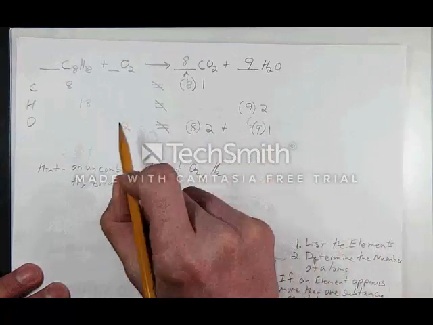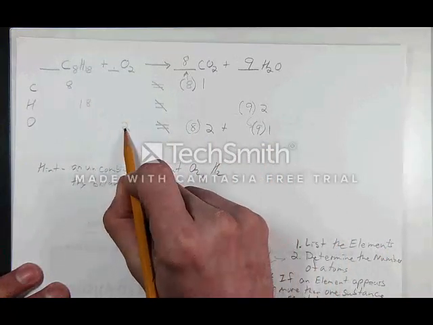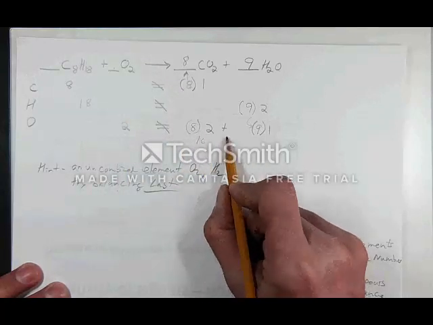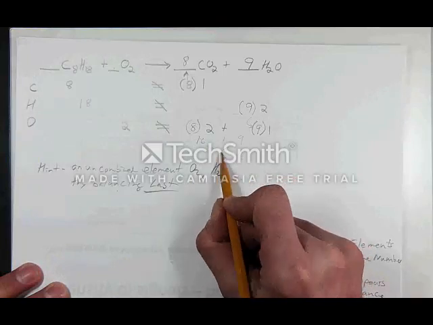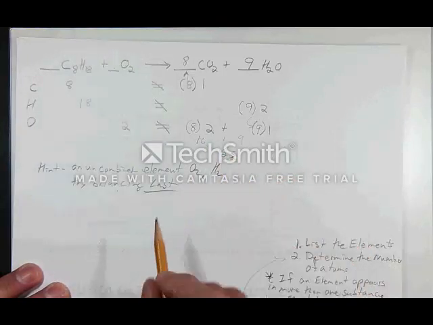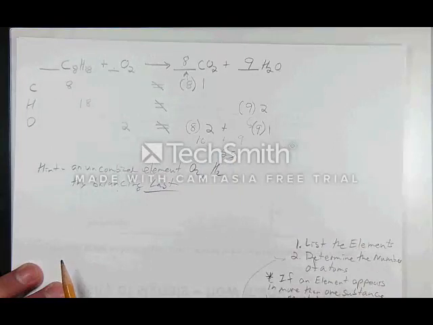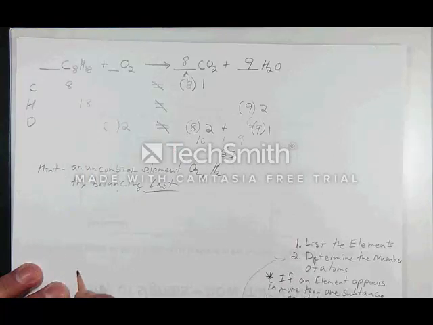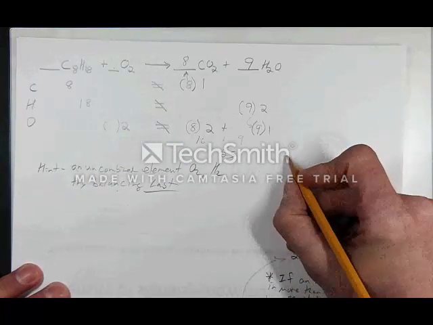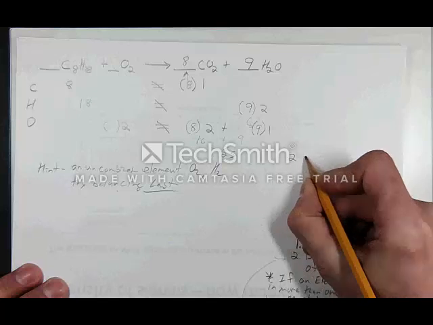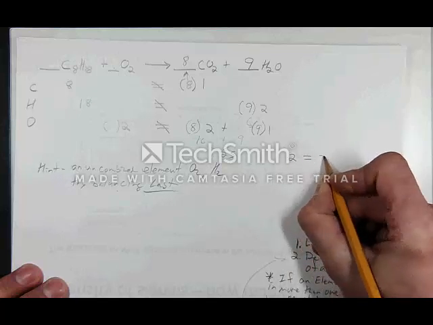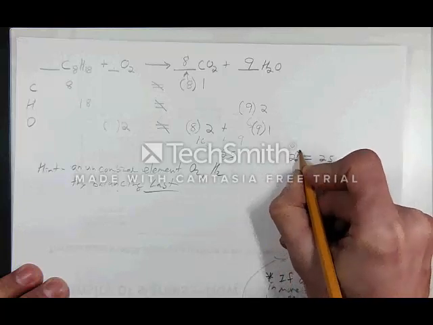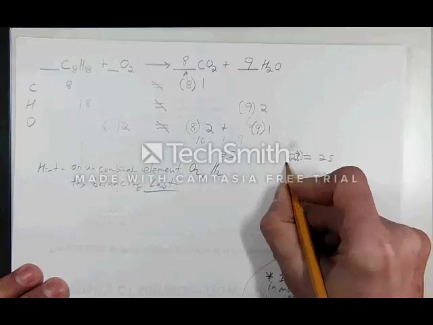Alright, so for oxygen, 2 oxygen atoms in the reactants. We have 8 times 2, that's a total of 16, plus 9. 16 plus 9 is 25. All right. 2 doesn't equal 25, so we need to apply a coefficient times the 2 to get to 25. And you can do this a couple of different ways. I'm going to do this algebraically. Right now we have 2, and we want this to equal 25. So 2 times something, put this in parentheses, 2 times something equals 25.